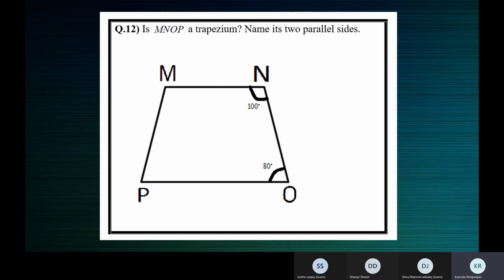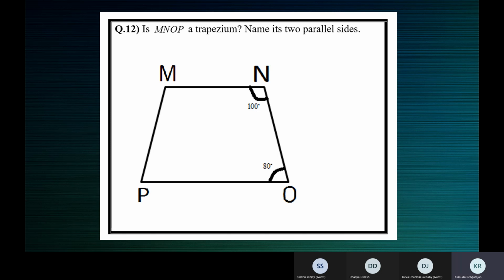So the question is MNOP or trapezium? What is the trapezium, children? What is the property of a trapezium? Is a trapezium a quadrilateral? Yes, ma'am. A quadrilateral having only one pair of parallel sides, ma'am. Perfect. A trapezium is a quadrilateral with one pair of parallel sides. So in any quadrilateral, if one pair of opposite sides is parallel, then the quadrilateral is a trapezium.